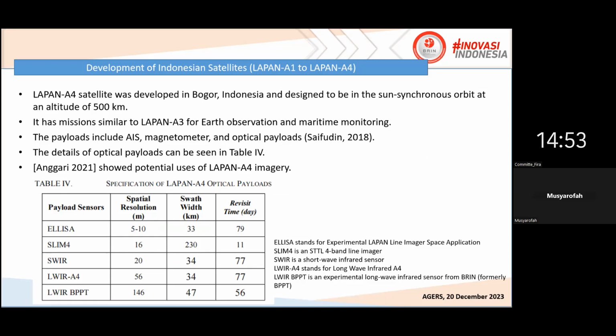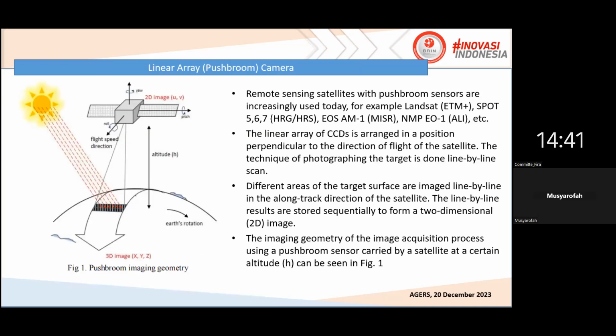It also will carry the sensor from former BPPT. It is a long-wave infrared sensor.